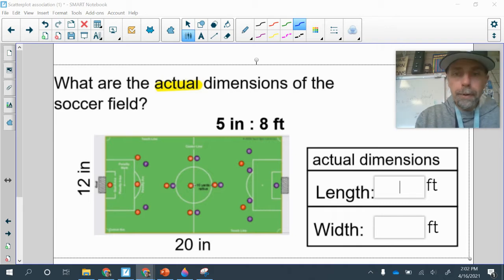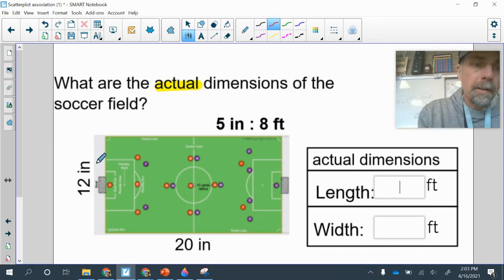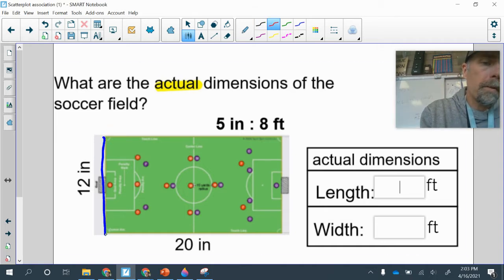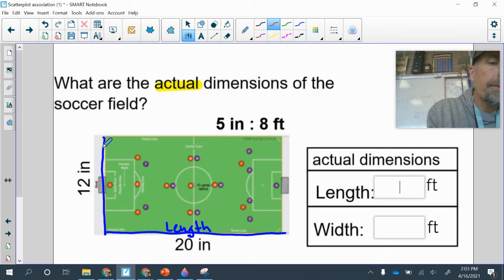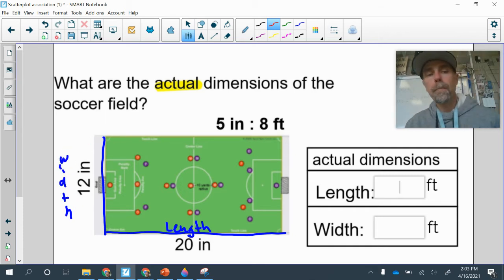So this is a drawing of a soccer field, right? It's just tiny. It's just small. It's on paper. It's not a real soccer field. The real soccer field's huge. So anyway, its dimensions are 12 by 20. We'll call the length here. Length is usually the long side. And we'll call the width right here. Length and width, okay? For the dimensions, all right, makes sense?